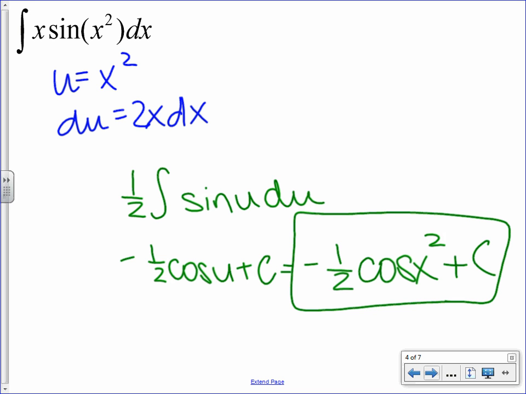Okay. Now we're going to do two examples of what I call incomplete substitution. Okay? Doesn't sound like fun at all. It will be that. Okay?